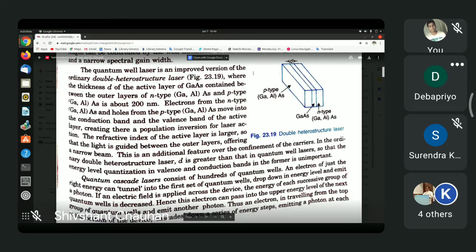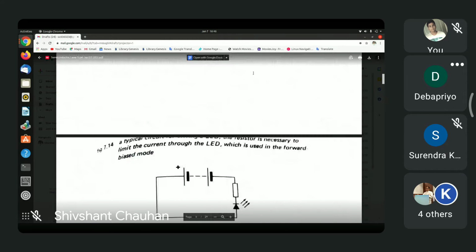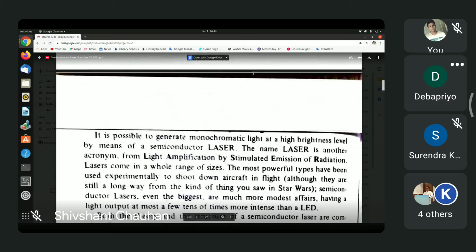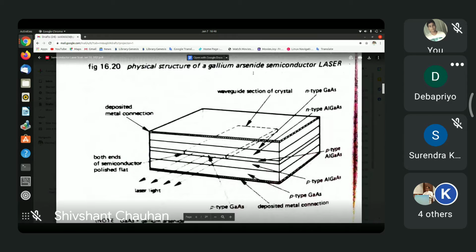Now, if you again go back to the page where they have shown the structure of a light emitting diode, just go back to that page, just under these pages. Yeah, move down, scroll down more. Yeah. Now here is the actual line diagram of a quantum well laser.